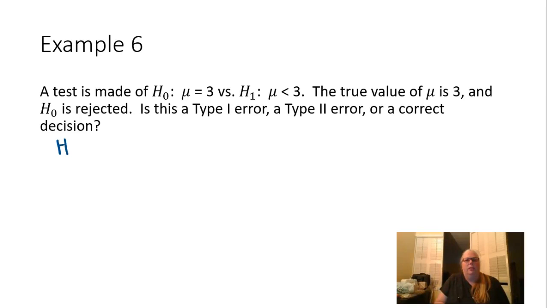The null hypothesis, we said we thought mu was actually equal to 3, and we found out mu really is equal to 3, which means that our null hypothesis is true. But look what happened. We rejected the null hypothesis. So let's find out if we made a type 1 error, a type 2 error, or a correct decision.